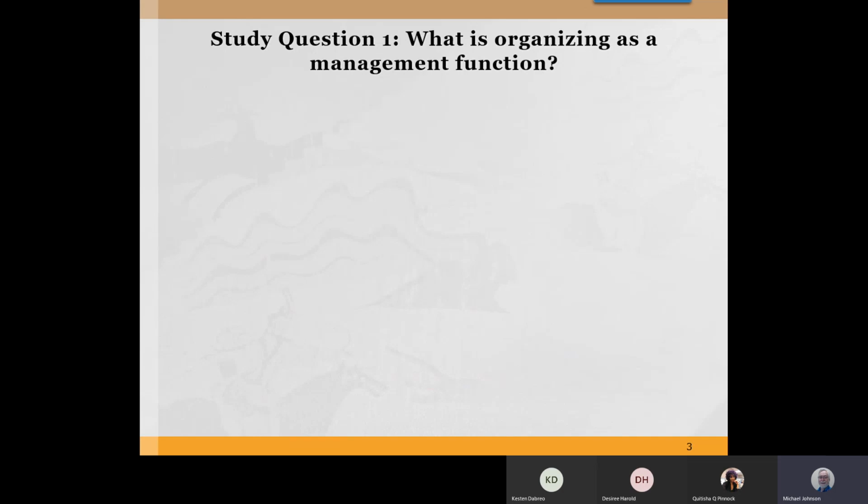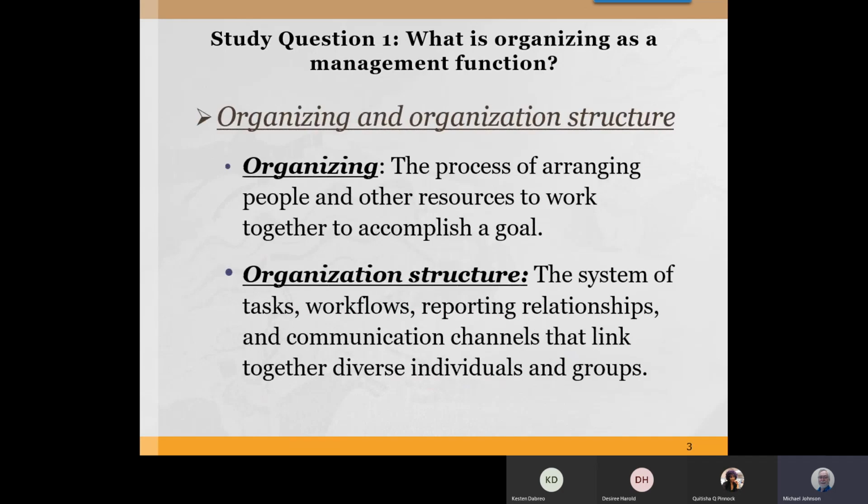So the first question is, what is organizing as a management function? What exactly is it all about? And the first thing is, we have those rare materials and those resources. They're scarce resources because you only have so much of it. That includes your budget, by the way, because you only have a certain financial nest egg in which to draw from. So it's the process of arranging the people and other resources to work together to accomplish your end result, whatever that happens to be.